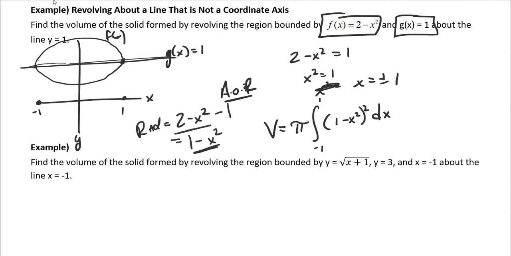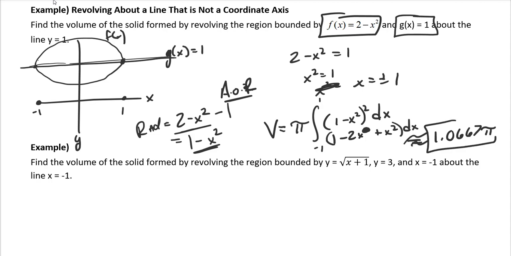What I would do here is probably just multiply it all out. So you'd get 1 minus 2x squared plus x to the 4th, and all of that is going to be dx. And then you can integrate that, and you're going to get about 1.0667 pi, or something like that, it's 1.06 repeated, but something similar to this. So you're going to get approximately this value.